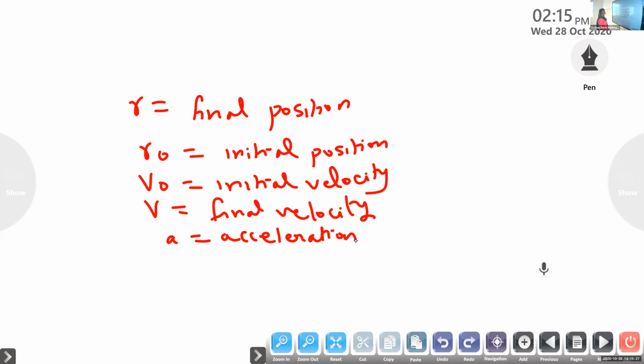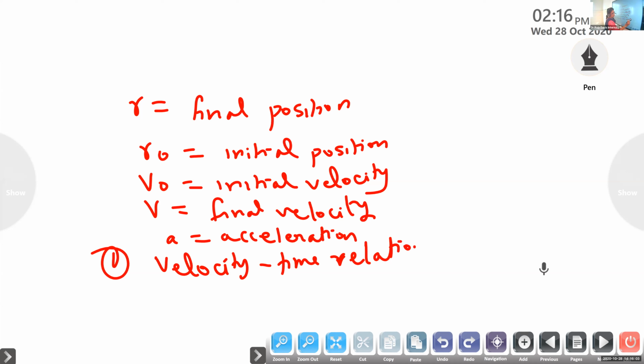So, what is the first equation of motion? Do you remember its name? What relation do we call it? First equation: V is equal to U plus AT, in straight line motion. It is the velocity time relation.